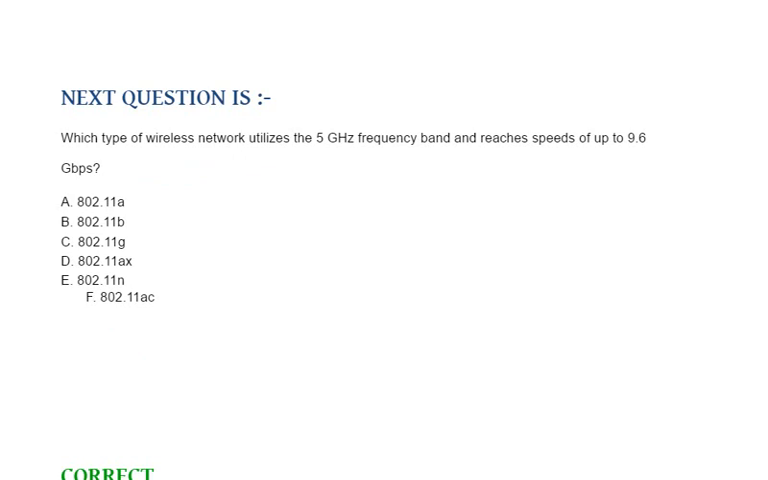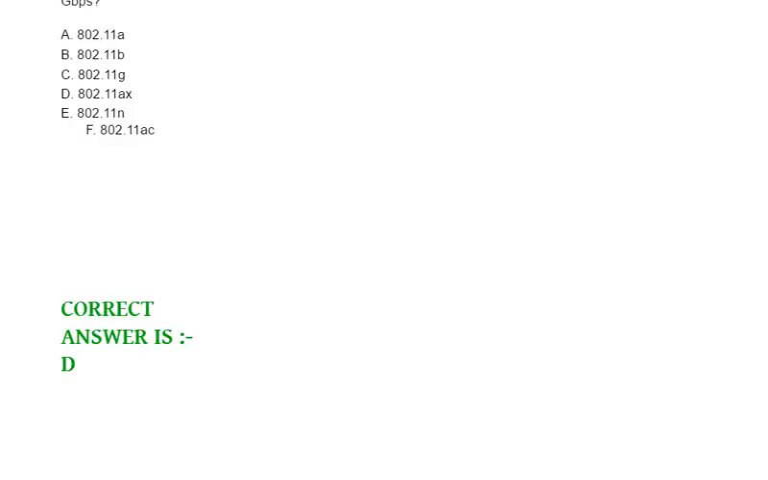Next question is, which type of wireless network utilizes the 5 GHz frequency band and reaches its speed of up to 9.6 Gbps? Option A. 802.11a. Option B. 802.11b. Option C. 802.11g. Option D. 802.11ax. Option E. 802.11n. Option F. 802.11ac. Correct answer is option D.